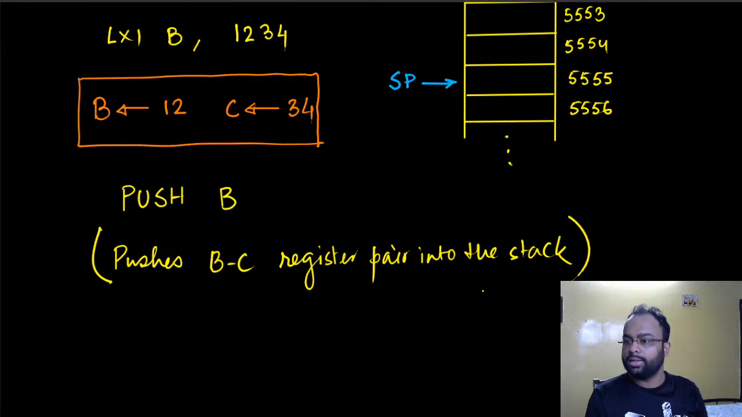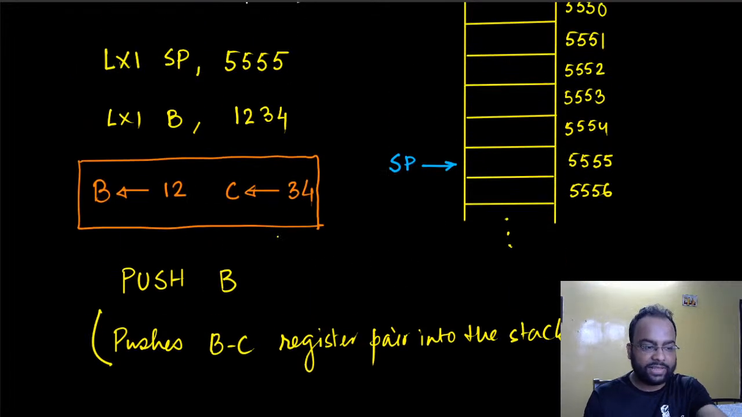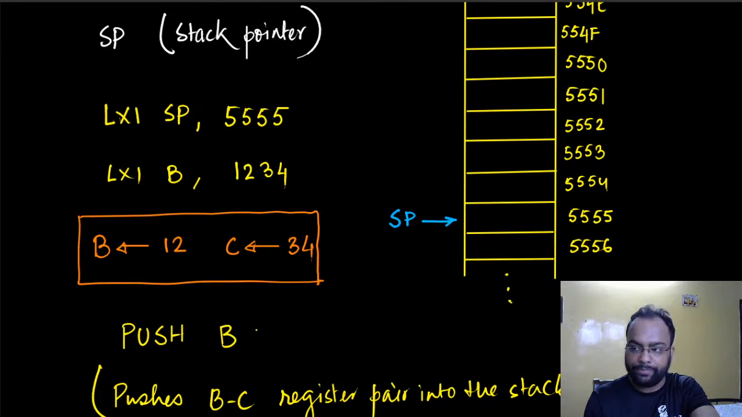All right. So it pushes the BC register pair into the stack. After that, if I do push B, what happens? The value of BC register pair actually gets pushed onto the stack. Okay, let's see what happens. So if I do that, what happens?